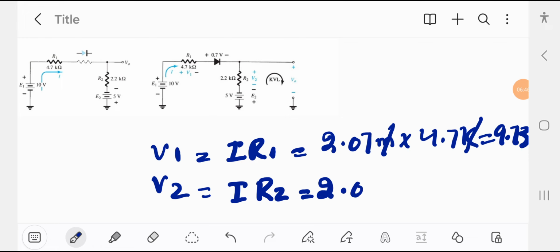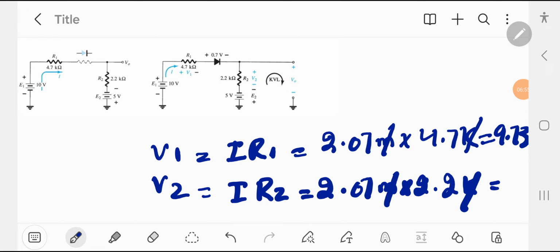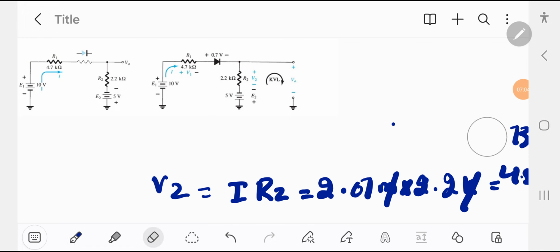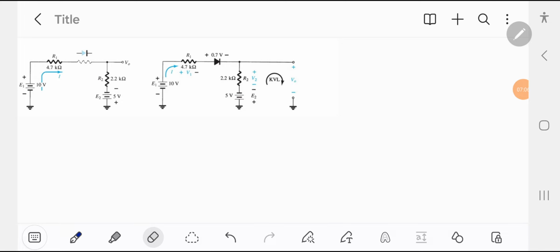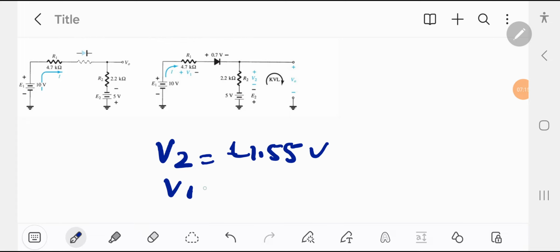In the second case, which is equal to 4.5. So V2 is actually equal to 4.55 volt and V1 is actually equal to 9.73 volt.